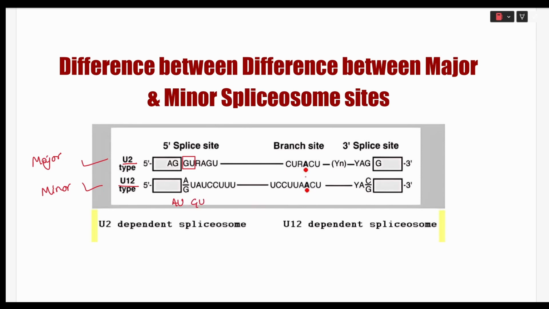Now, the branch site, as mentioned here, shows that both of them have a branching point. However, in some of the latest texts, it also says that a minor spliceosome might have a branching point with a guanine in it. Okay, so just keep that in mind.